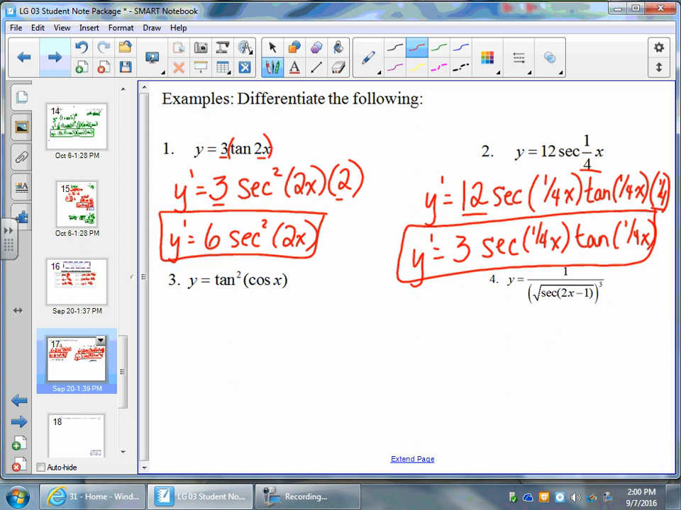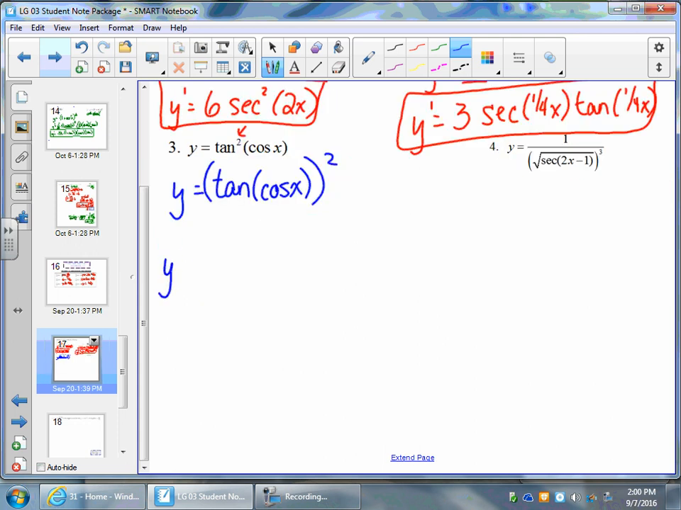Next one, number 3. I've got tan squared cos x. Again, a function in a function. Now this squared, what I always like to do is move it to the outside, so we can actually see what it applies to. That tan is being squared, which means the whole thing is being squared. So if I'm taking the derivative of this in the chain rule, I need to deal with that 2 first. Leave everything inside exactly how it was. Okay, and then start to take the derivative of the inside.